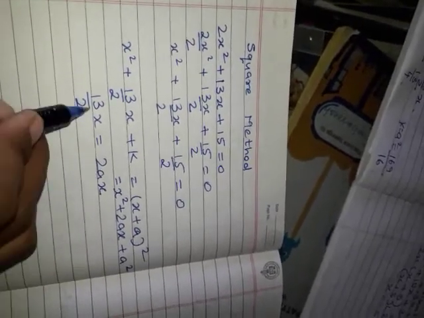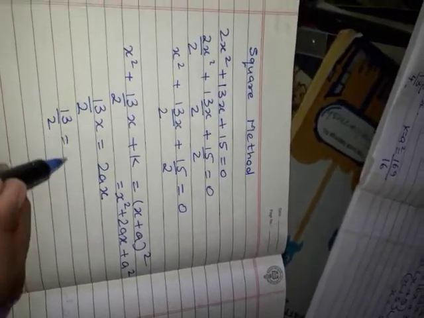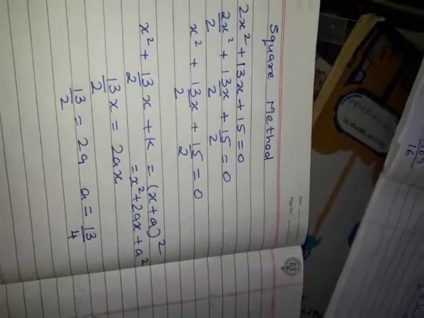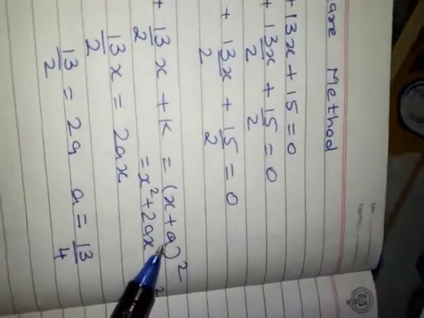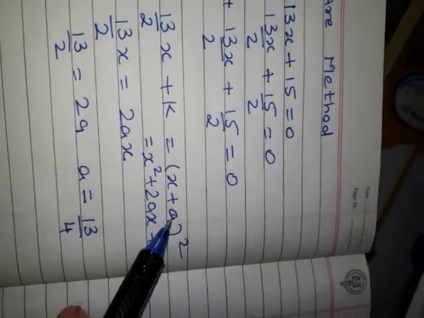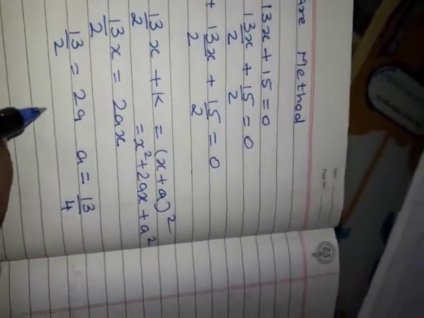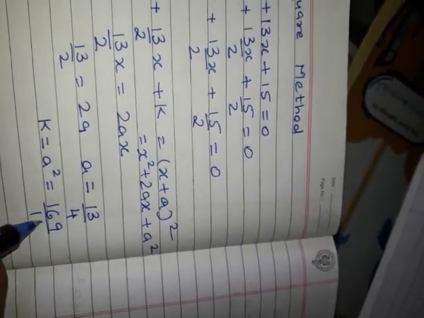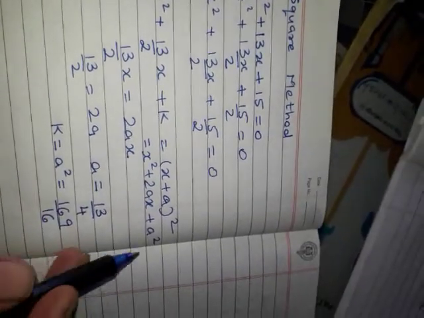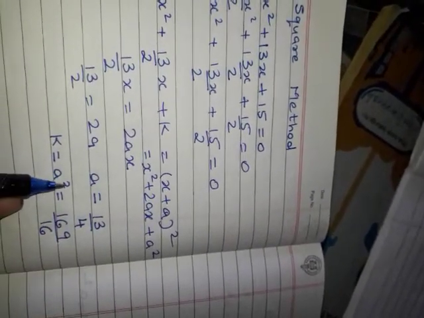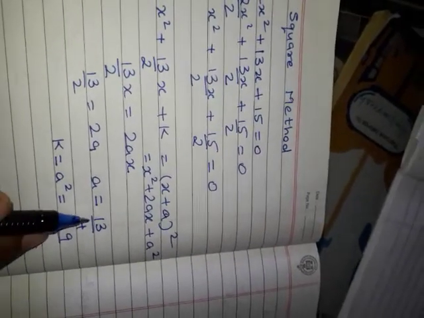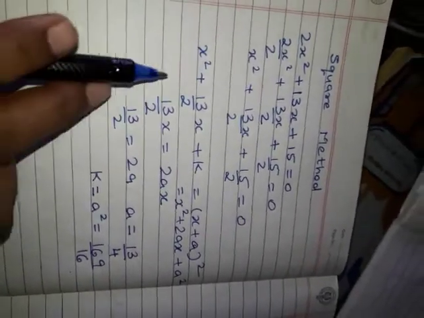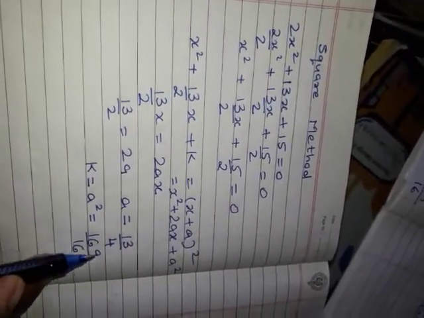Now the coefficients of these two are equal. So 13 by 2 is equal to 2a. So a is equal to 13 by 4. Now we have got a, that is 13 by 4. So we have k is equal to a square is equal to 169 upon 16. So we understood what we have done: k is equal to a square, which is 169 upon 16, the square of a, that is 13 by 4. Now we will rewrite our original equation adding these new terms.